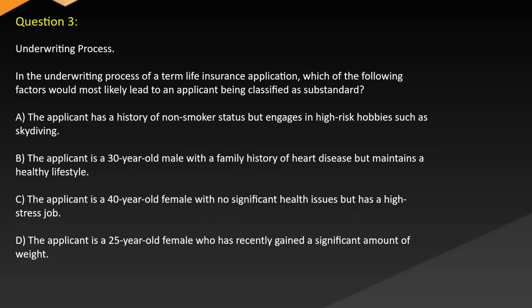Question 3. Underwriting process. In the underwriting process of a term life insurance application, which of the following factors would most likely lead to an applicant being classified as substandard? A. The applicant has a history of non-smoker status but engages in high-risk hobbies such as skydiving. B. The applicant is a 30-year-old male with a family history of heart disease but maintains a healthy lifestyle. C. The applicant is a 40-year-old female with no significant health issues but has a high-stress job. D. The applicant is a 25-year-old female who has recently gained a significant amount of weight.